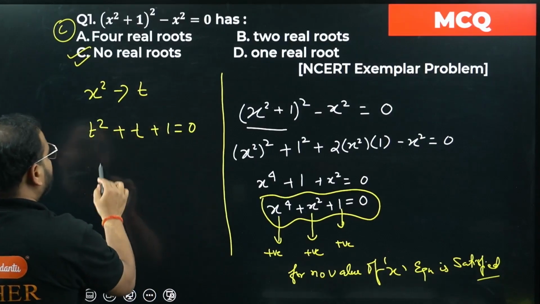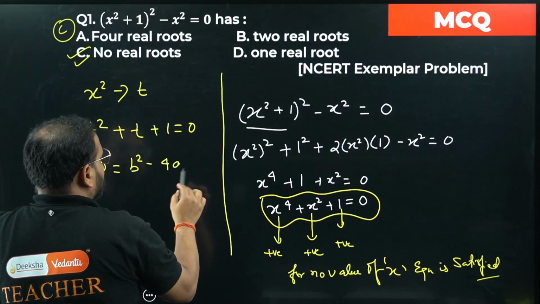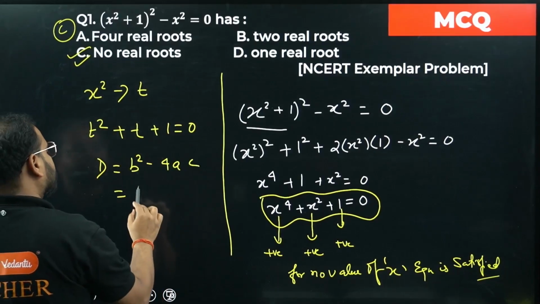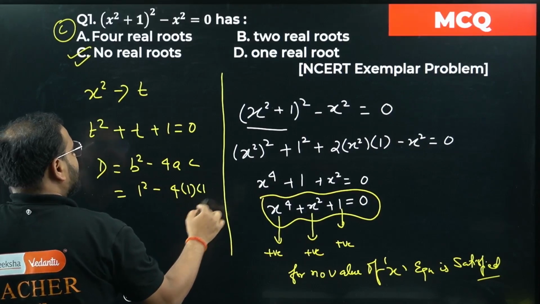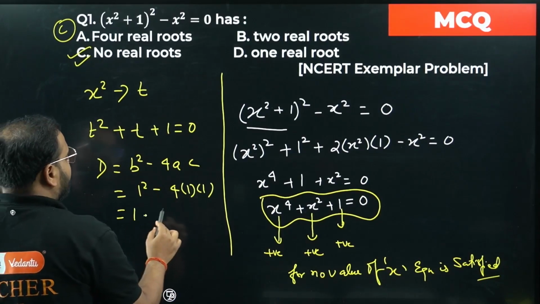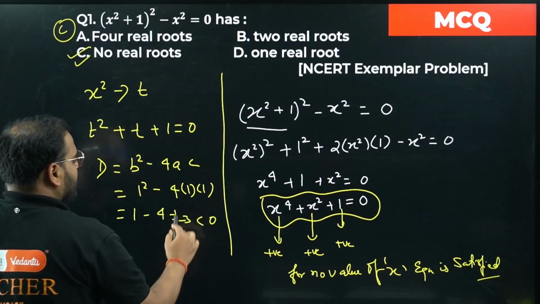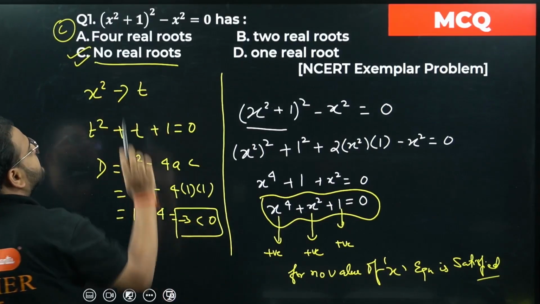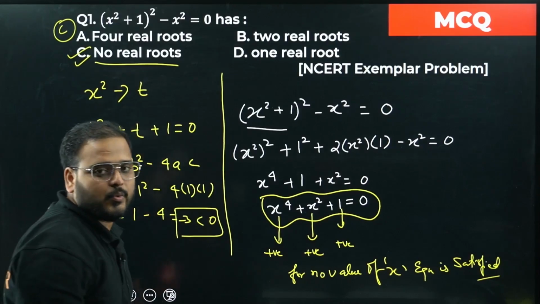Now find the D value. D value will be what? What's b in this case? 1, sir. What's 4ac? A is 1, C is also 1. 1 minus 4 is what? Minus 3, which is less than 0. Less than 0 means what? No real roots. No real value for t, it means no real value for x square also.